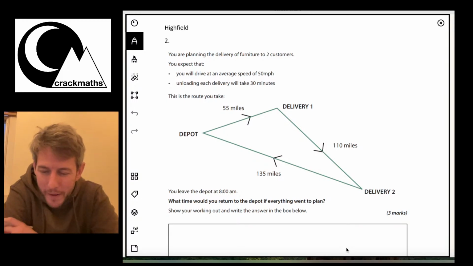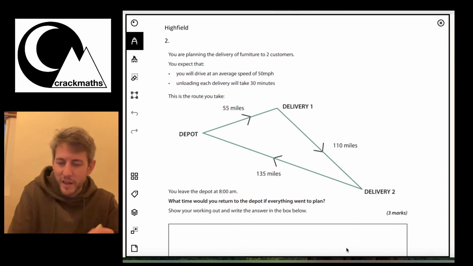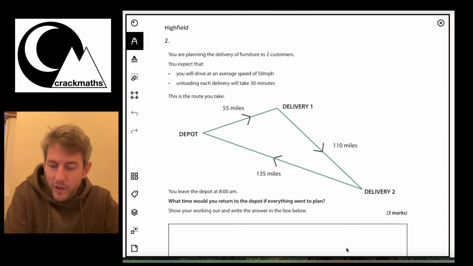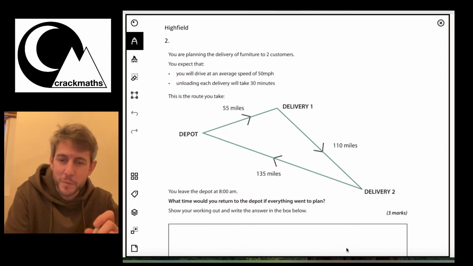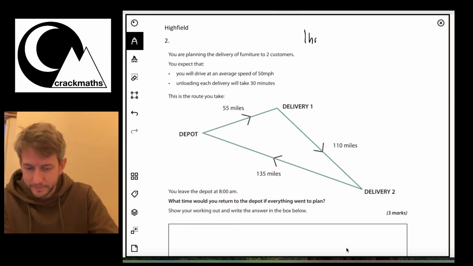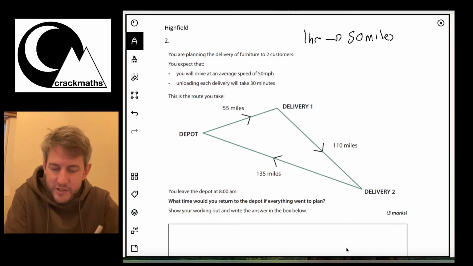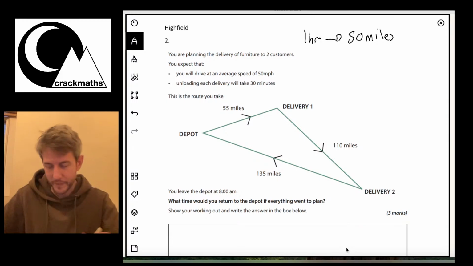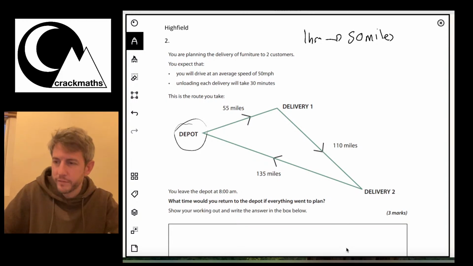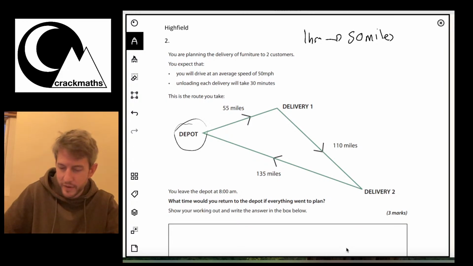So here we go, we've got: you are planning the delivery of furniture to 2 customers. You expect that you will drive at an average speed of 50 miles per hour. So again, we know that 1 hour is going to be 50 miles. That's what 50 miles per hour means. Unloading each delivery will take 30 minutes. This is the route that you will take. Okay, so I'm assuming we start at the depot and then we go to delivery 1 and then we go to delivery 2 and then we'll go back to the depot.